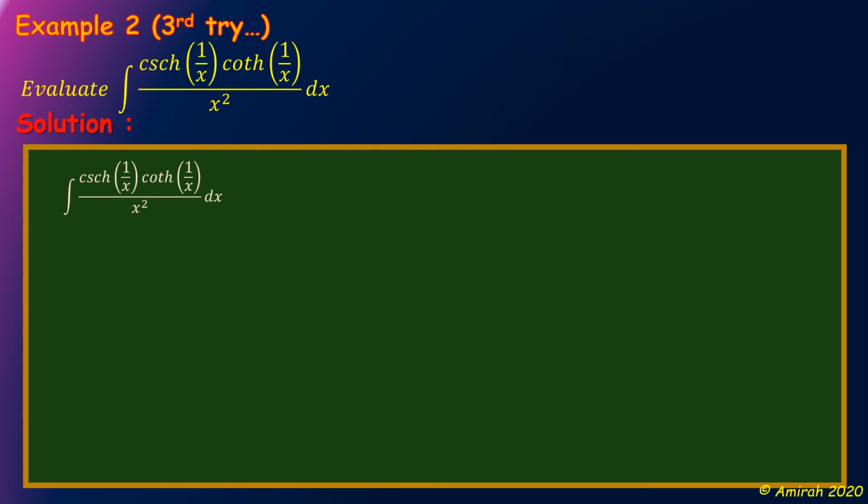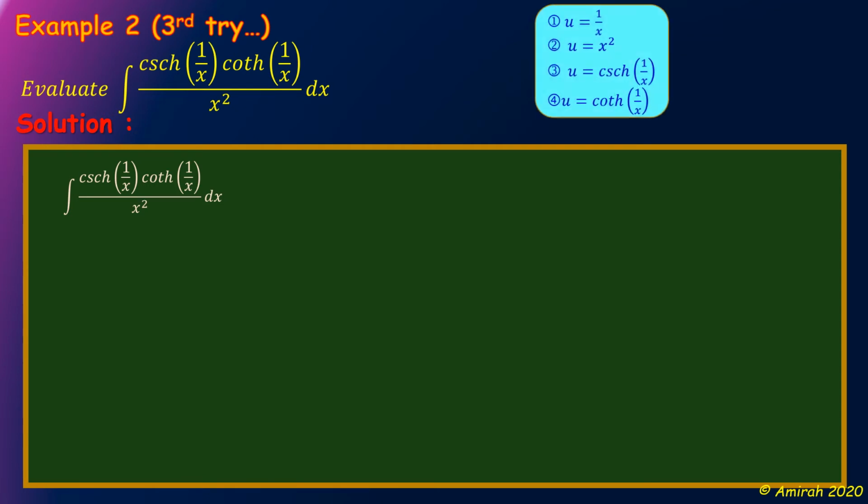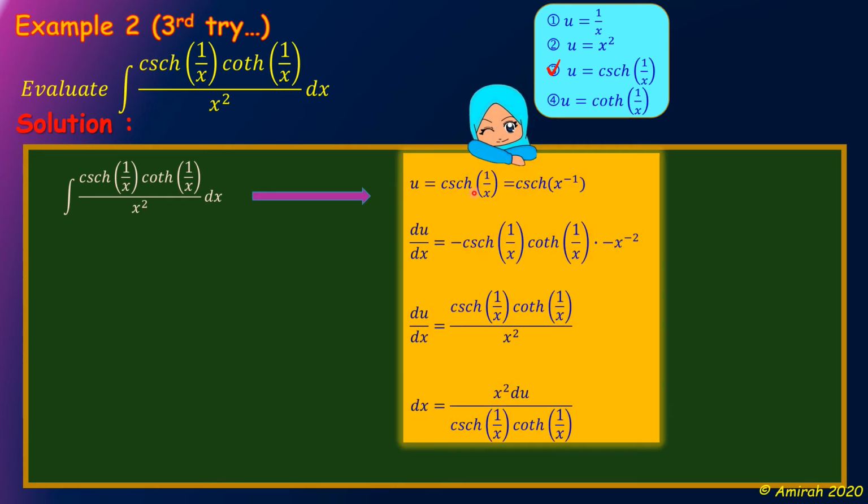Alright, now we continue with the third try. From the list of possible u here, number 3, u equals cosh 1 over x. So now we choose u equals cosh 1 over x. And as usual, when we integrate using u substitution, we need to differentiate and finally write dx as the subject. This is the derivative part and this is the integration part, right?